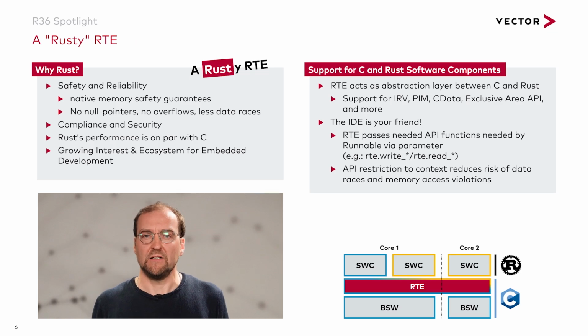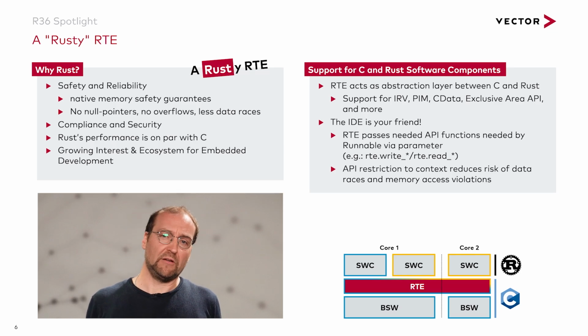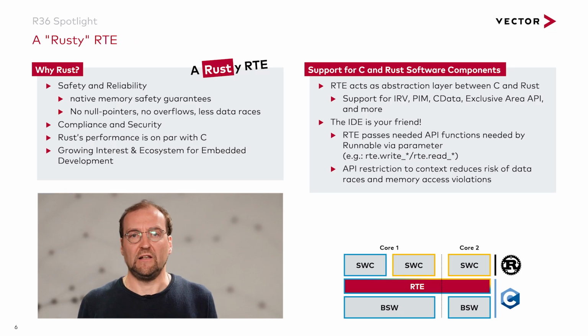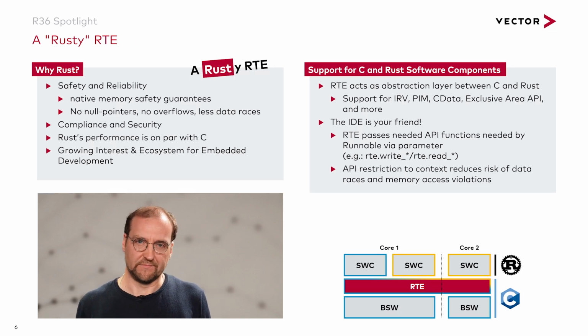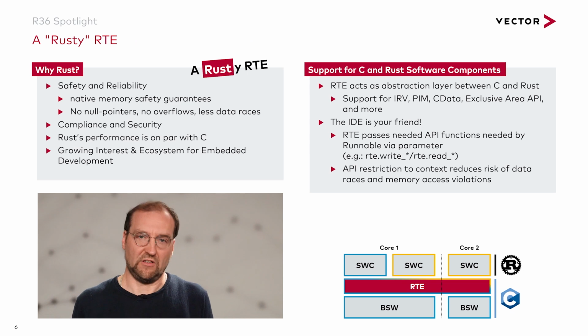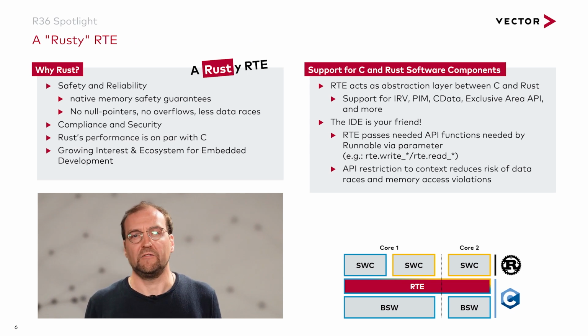Each Rust runnable receives an RTE parameter that exposes only the APIs that are valid for the runnable. This means developers cannot accidentally call APIs from the wrong context. The IDE simply does not offer them. This significantly reduces the risk of data races and memory access violations, while keeping the familiar AUTOSAR structure.